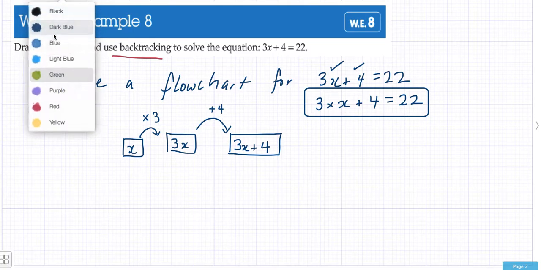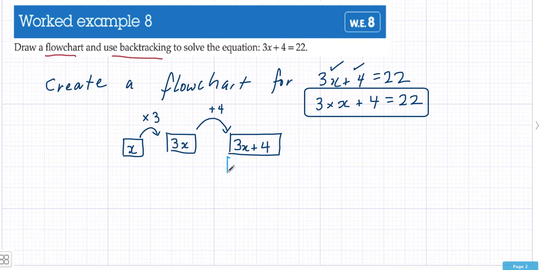The next thing we're going to do is go down underneath and draw another layer onto our flowchart. This one's going to have arrows going back the other way. And the only question is what goes here. Now remember, it's the number that this is equal to. So 3x plus 4 is equal to 22. Now we look above here and write down the opposite operation to what's above. Plus 4 becomes minus 4, times 3 becomes divided by 3.